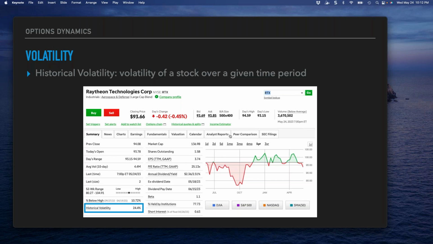Suppose, for example, that a month ago, historical volatility for RTX, in this case, was 10%. With this figure now a little above 24%, as I've highlighted in blue in the lower left-hand corner, the implication would be that the stock's price fluctuations have increased in range and severity over the past month. The most practical use of historical volatility for options trading comes when you can compare it to our next volatility metric, which is implied volatility.